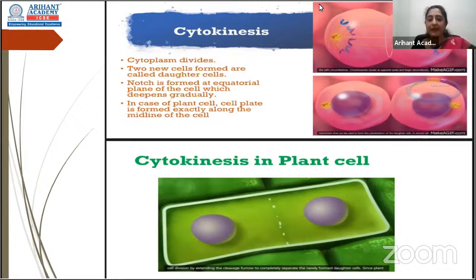So that is how you can recognize or identify whether the given diagram belongs to an animal cell or a plant cell, and you'll be asked to justify. So you can justify because if it's a groove, it's an animal cell. If it's a cell plate, it's a plant cell.